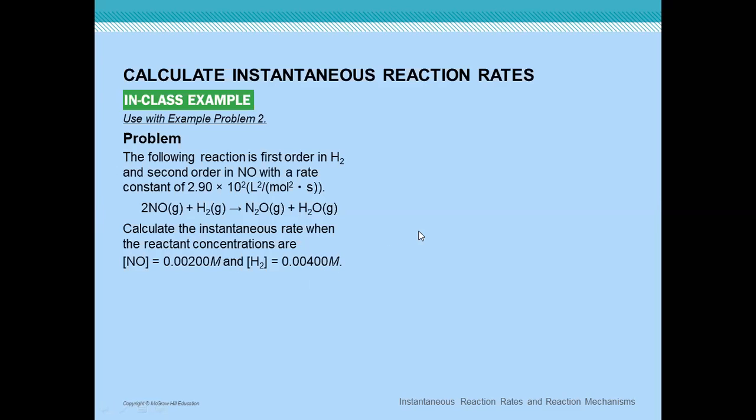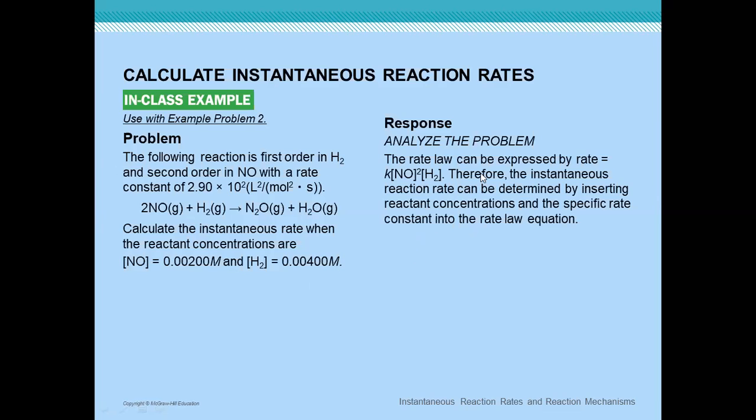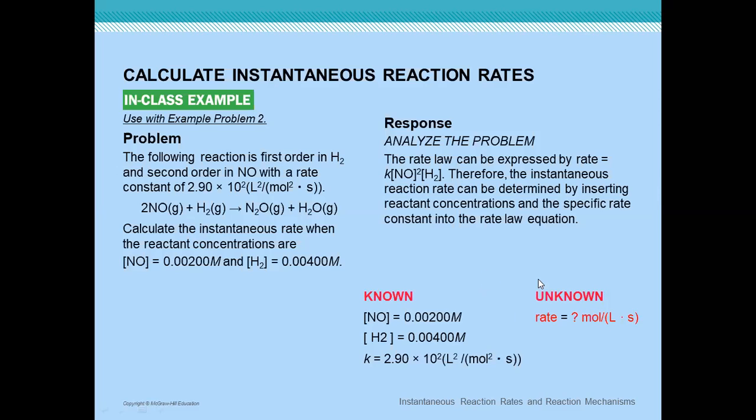Okay, how can we calculate it? First, the rate law can be expressed as rate equals k[NO]²[H2]. Therefore, the instantaneous reaction rate can be determined by inserting the reactant concentrations and the specific rate constant into the rate law equation. What is known and unknown? Known: NO, this number; H2, this number; and k equals this number. But the unknown is the rate, in moles per liter times second.